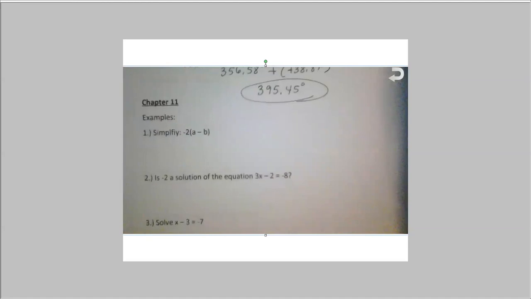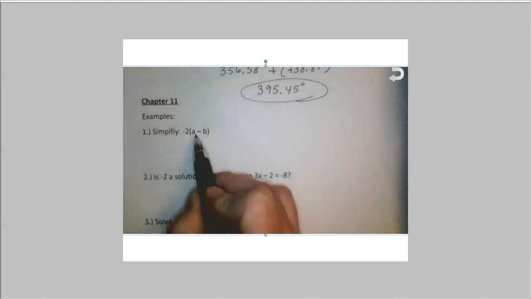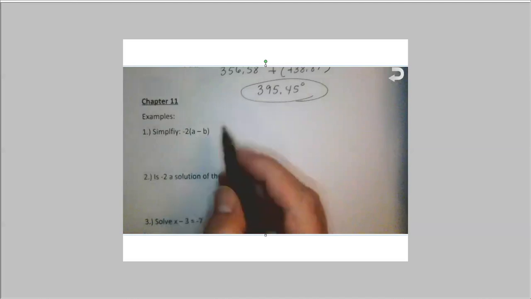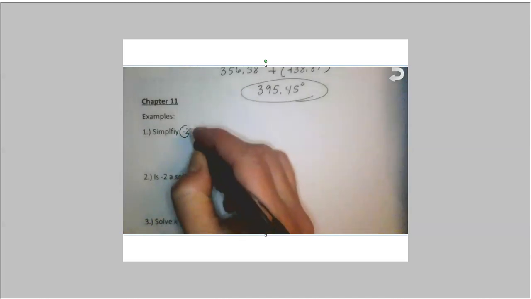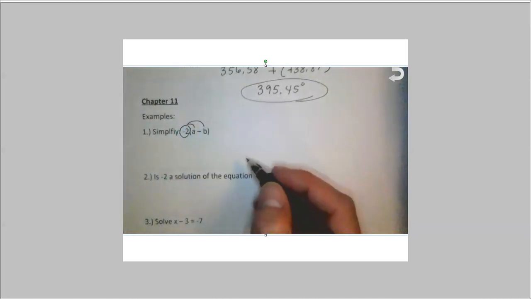All right, so in this first example for chapter 11, it says to simplify. We want to give it in as simple terms as possible. Now, according to order of operations, it would tell us to work inside that parentheses, but A and B are not like variables. There's nothing you can do to subtract those. The most we can do is take this -2 and distribute it, multiply it, times everything on the inside.